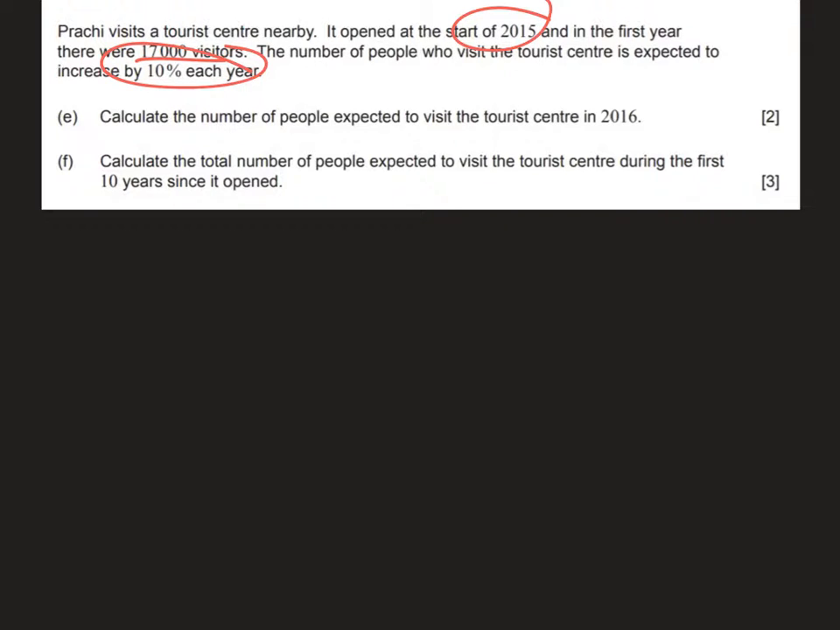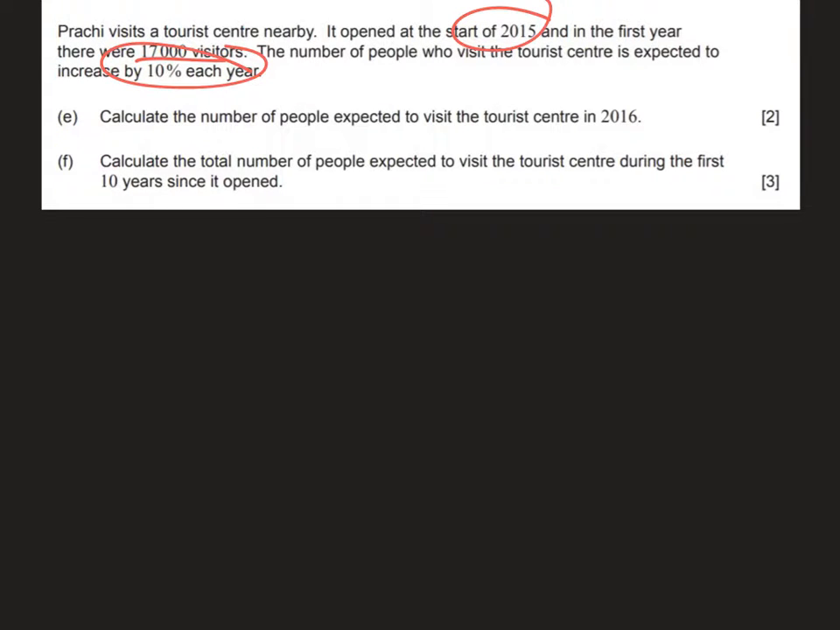In the previous question, we were increasing by a fixed amount, 10 meters every time. So that was an arithmetic sequence. Here we're increasing by a fixed percentage or ratio. So here we are looking at a geometric sequence. That's what we should be establishing first off.